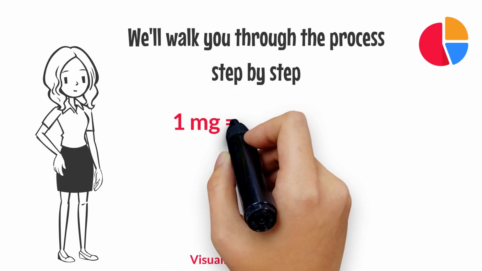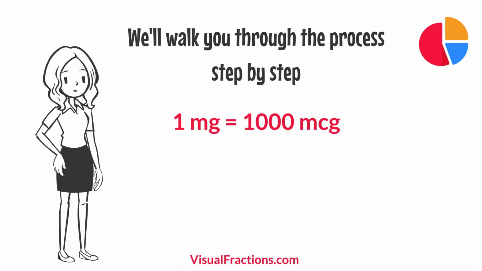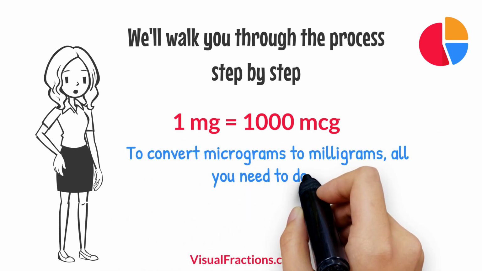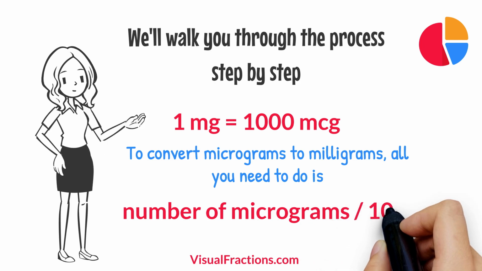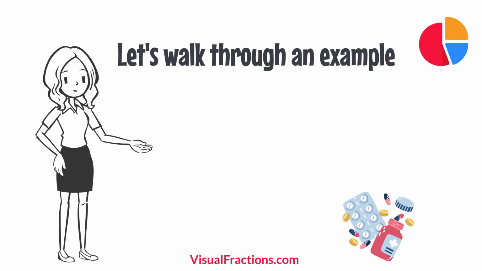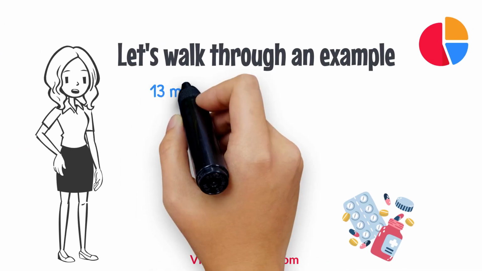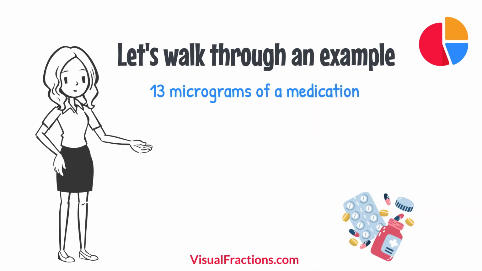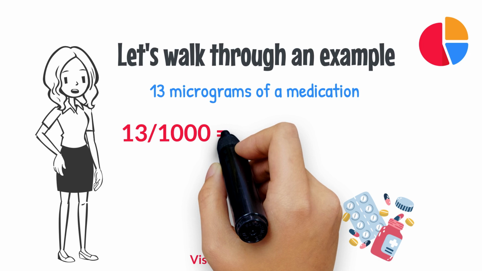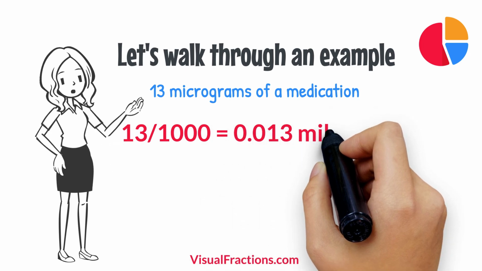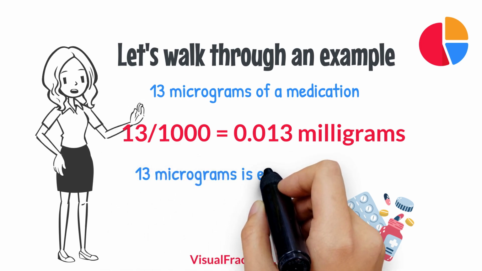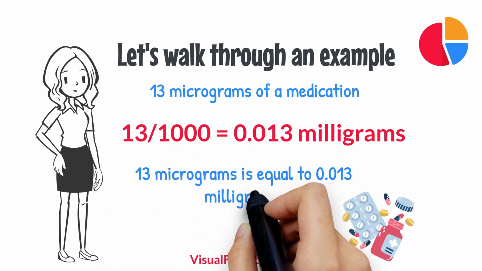1 milligram is equal to 1000 micrograms. To convert micrograms to milligrams, all you need to do is divide the number of micrograms by 1000. Let's walk through an example. Say you have 13 micrograms of a medication that you need to convert to milligrams. We start by dividing 13 by 1000. This gives us 0.013 milligrams, and that's it, we're done. 13 micrograms is equal to 0.013 milligrams.